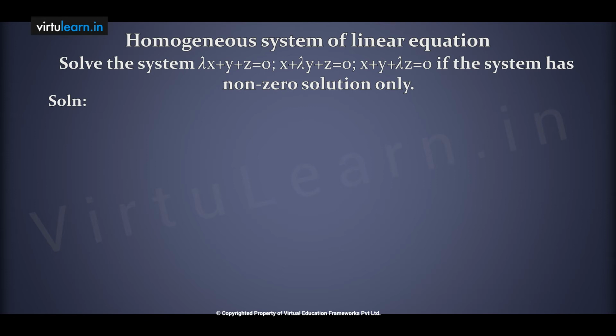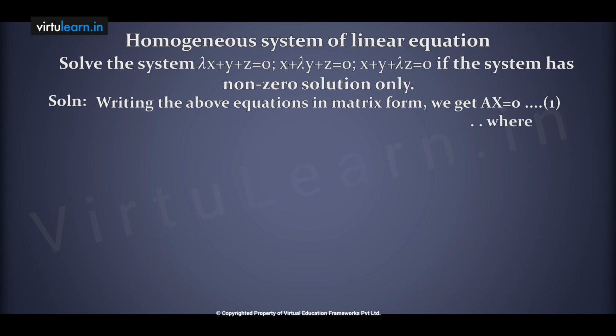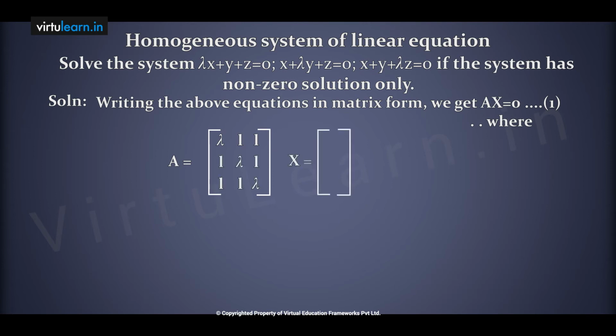And in the problem they have given this system has only 0 solution, means the determinant of A is not equal to 0, means rank of A is 3. Now the above system of equations can be written as Ax equal to 0, where A equal to [lambda 1 1; 1 lambda 1; 1 1 lambda], X is the variable matrix, x equal to (x y z), and 0 equal to (0 0 0).